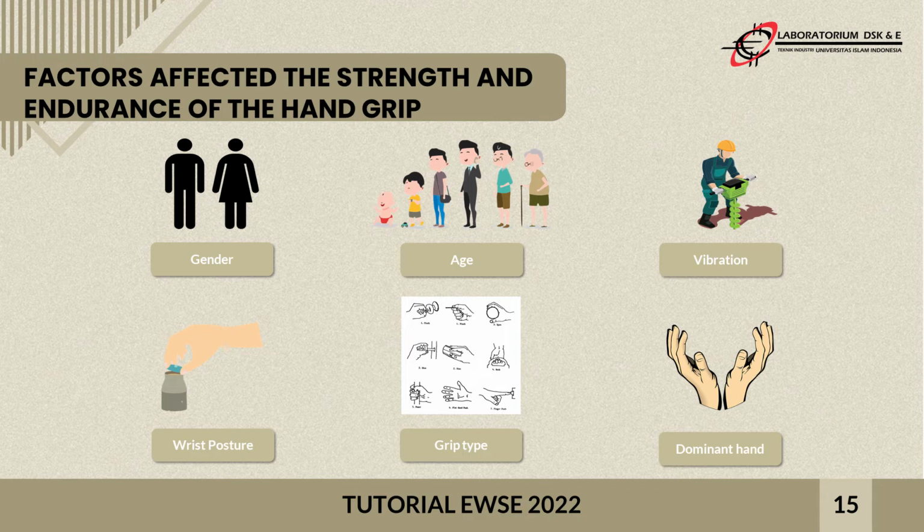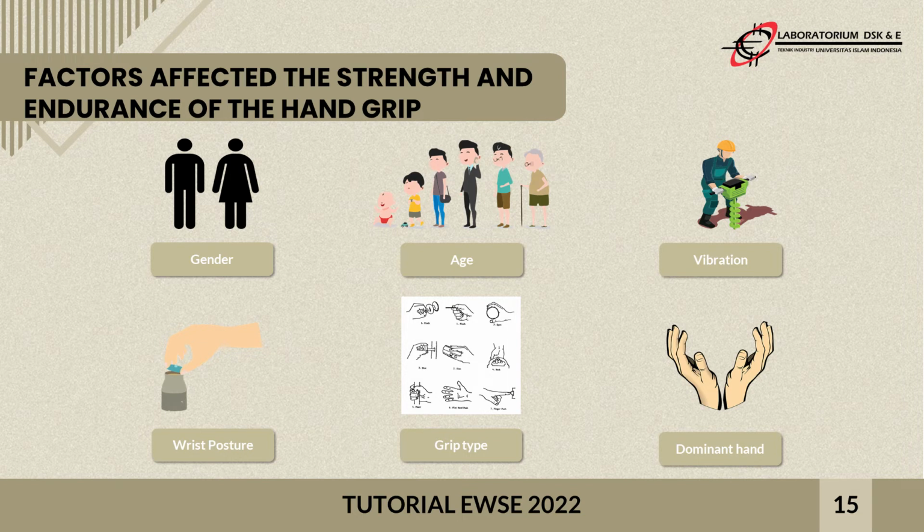Next, we talk about the factors that affect hand grip strength and durability. First is gender, where men will have more endurance and hand grip strength than women. The second is age. It can be known that toddlers' strength and endurance differ compared to productive age. 3. Vibration. If we hold a device that produces vibration that is too large, it will affect the strength and durability of our grip. Number 4. Rotating posture. If we do posture movement that is too twisted and causes us to be in an uncomfortable position, then this will affect the strength and durability of our hand grip.